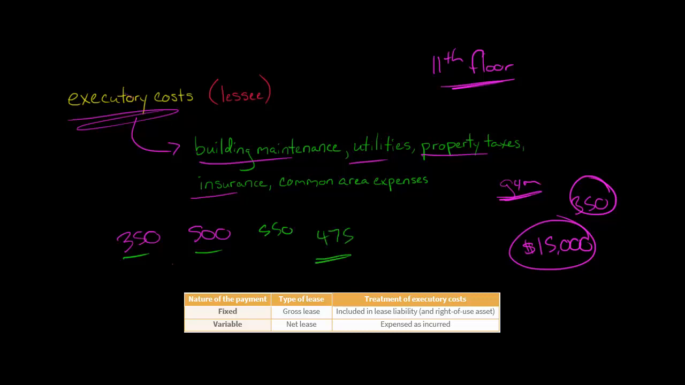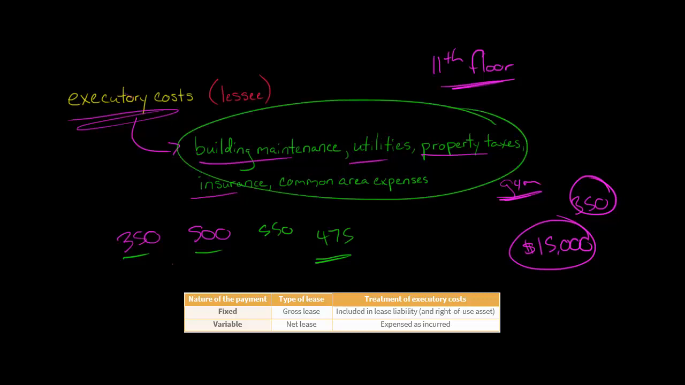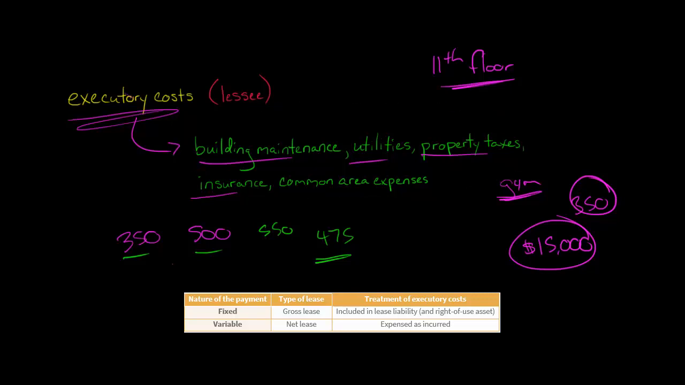If it's variable, and the landlord is charging you based on what their actual utilities are and it's changing, then we will categorize this as what's called a net lease. And then whatever the expenses are, these executory costs, they will be expensed as incurred. For example, last month it was $350, but this month is $500. Then you would record an expense. If you were the lessee, you would record an expense because this wasn't included in the lease liability.